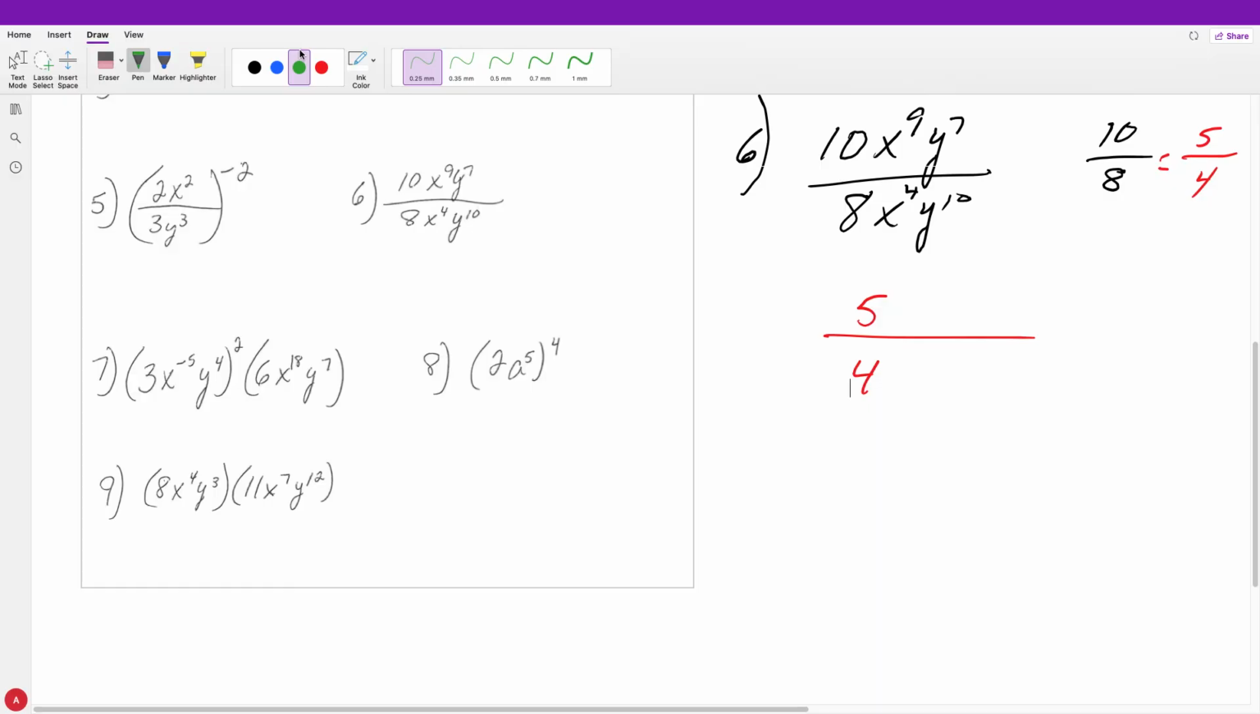And then we're going to go through each of our variables. Well, we have 9 x's in our numerator and 4 in our denominator, so we can do 9 minus 4, which is going to give me 5. And since I had more x's in my numerator, I know that it's going to end up in my numerator as well, so it's x to the 5th power.